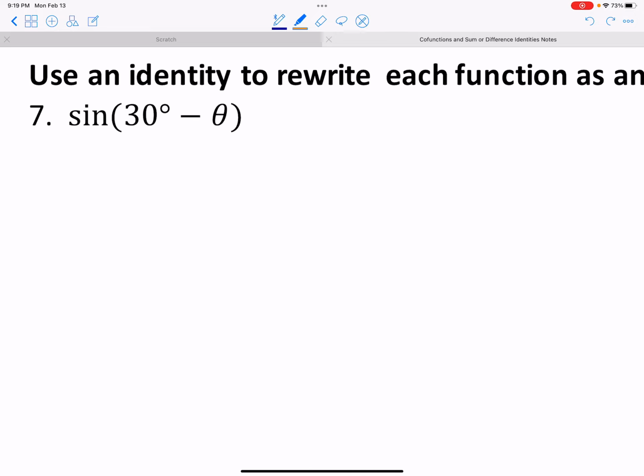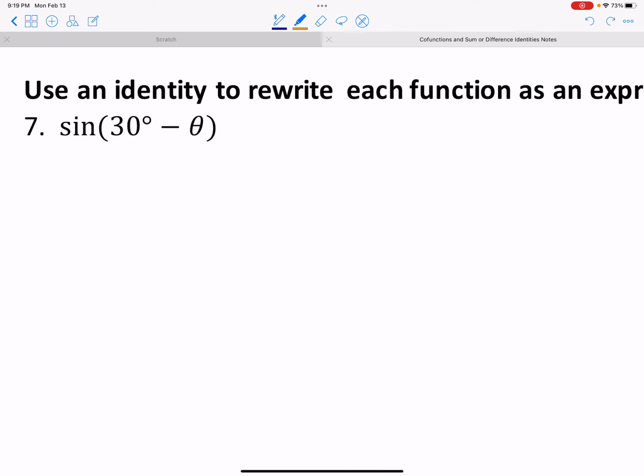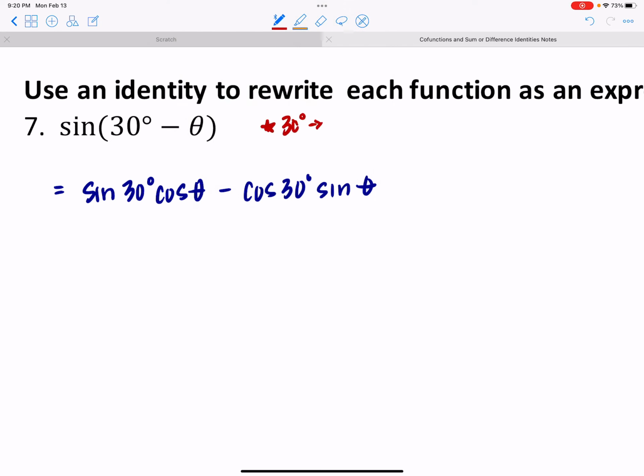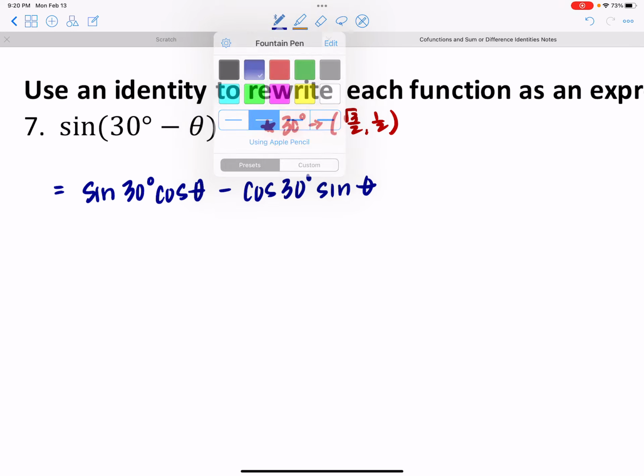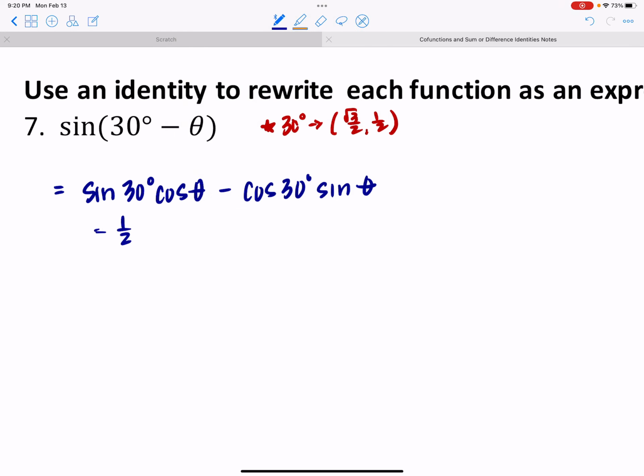So let's just use our identity to expand this out. Again, this is the sine of a difference. So the sine of a difference says, take the sine of the first one, so sine of 30, and then it's cosine of theta, and then we're going to subtract cosine of 30 sine of theta. And 30 degrees, for like the 18th time, intersects the unit circle at radical 3 over 2 and 1 over 2. So the sine for 30 degrees is a half, and that's being multiplied by cosine of theta.